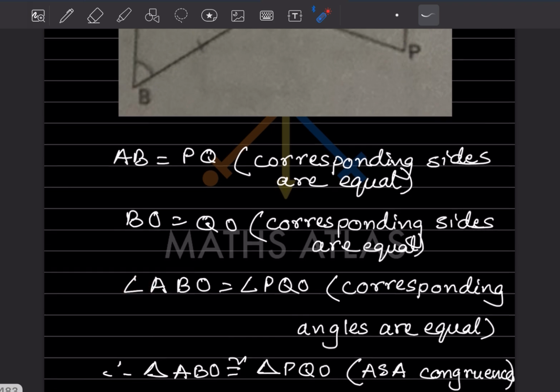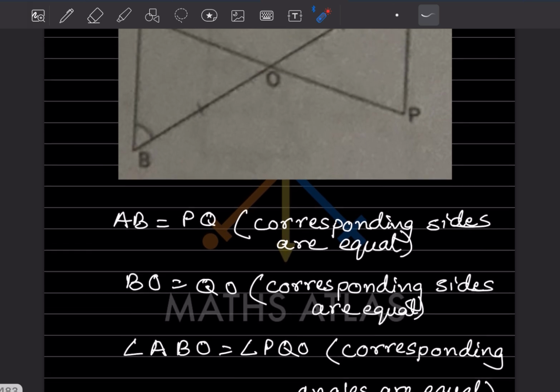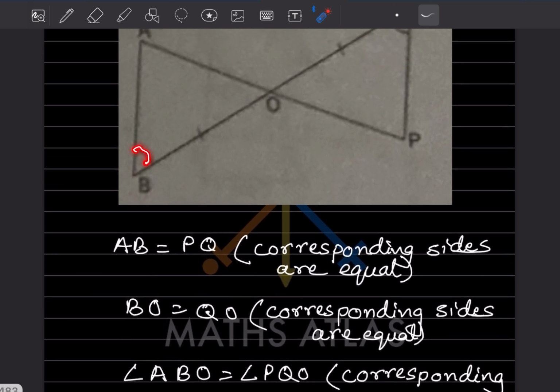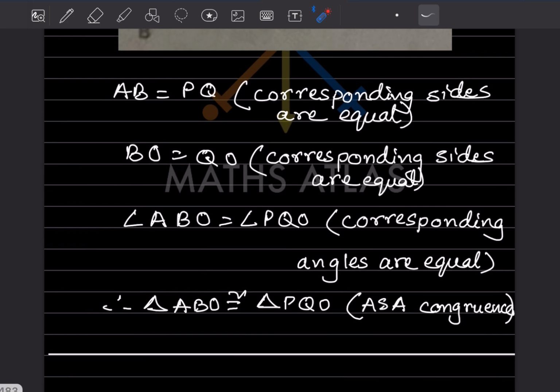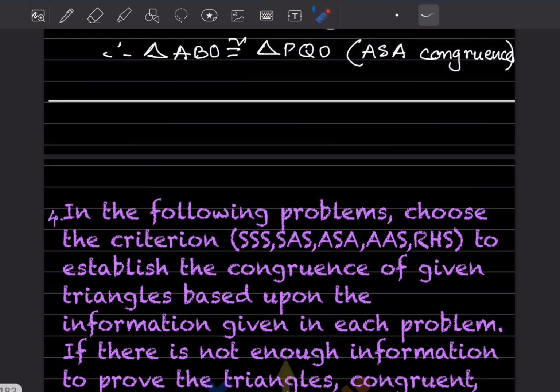So whenever these are equal, that means triangle ABO is congruent to triangle PQO. So how is it going to be? This is going to be angle, then a side, and then again an angle. So it is going to be ASA congruence.